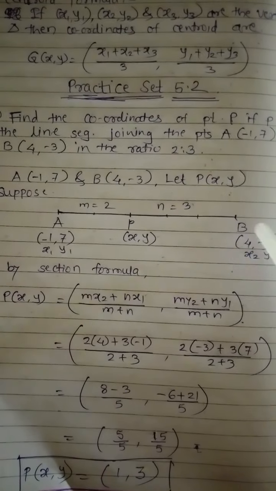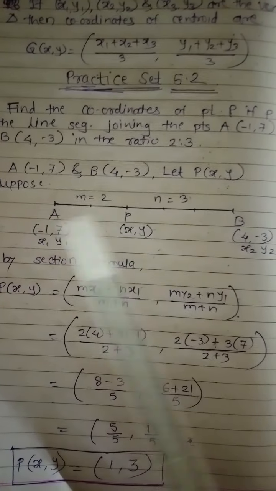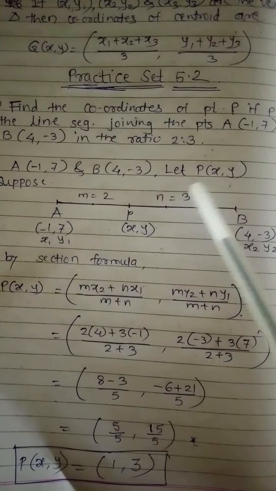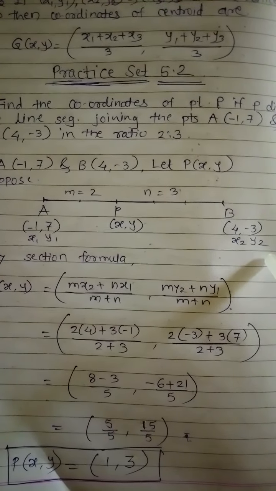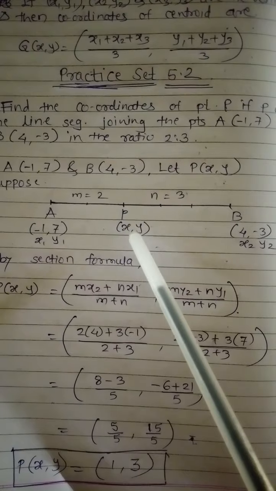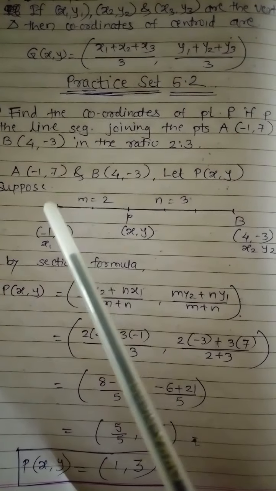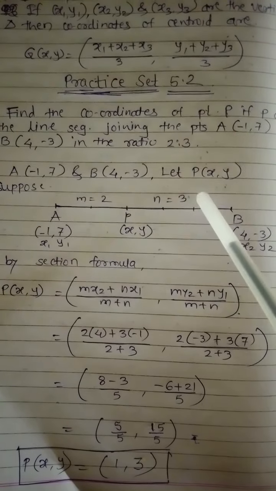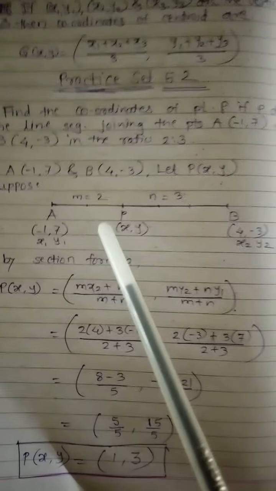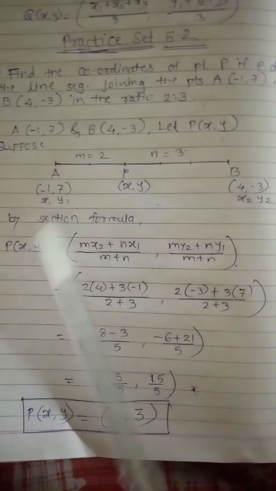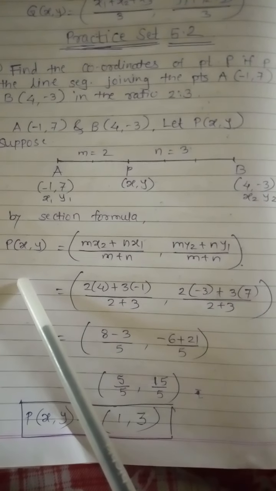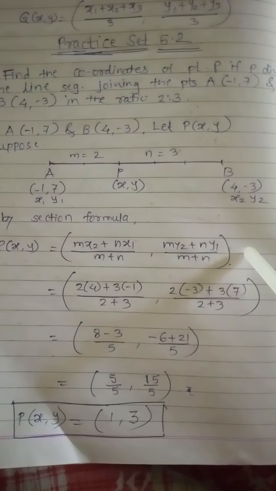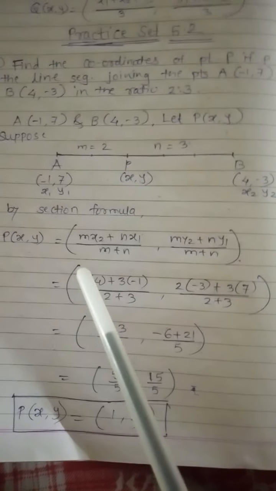AB is the segment, and P divides this segment internally. We write the coordinates of A as (-1, 7) and B as (4, -3), and we have to find the coordinates of P, which divides the segment in the ratio 2:3. So m is 2 and n is 3. Using the section formula, the coordinates of P(x, y) are (mx2 + nx1) upon (m + n) and (my2 + ny1) upon (m + n). We just have to put down the values.